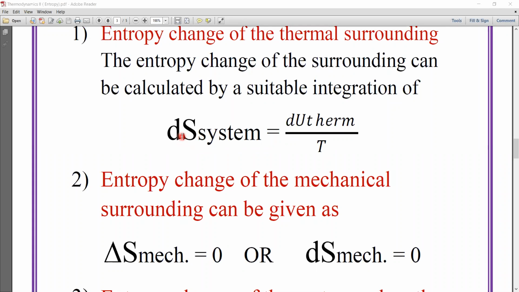Entropy change in thermal surrounding can be given as dS of system. dS is change in entropy, equal to dU thermal, the internal energy, therm is the thermal heat, divided by T. So this is the entropy change in thermal surrounding.